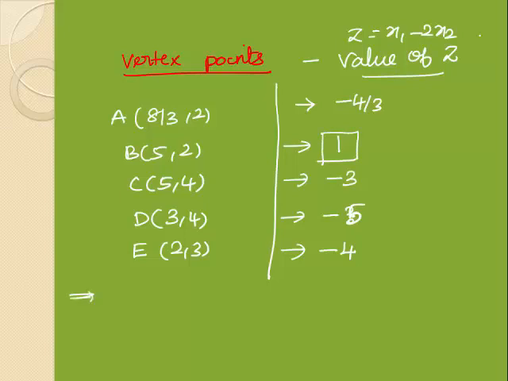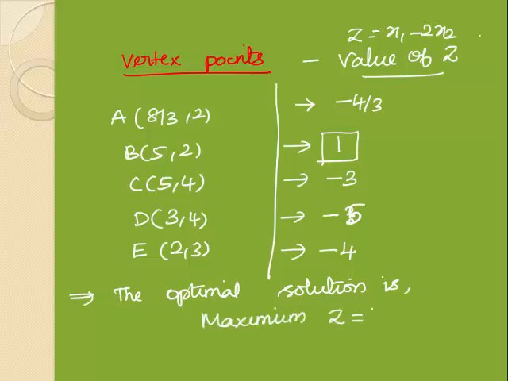So the optimal solution for the given problem is maximum z is equal to 1, which is achieved with x1 is equal to 5 and x2 is equal to 2. So this is the optimal solution for the given problem.